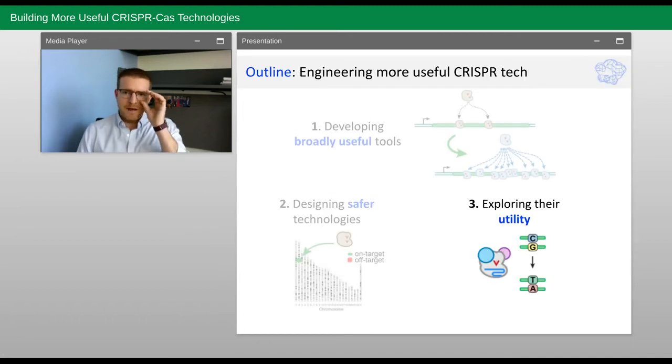Okay, all right, so I've got 10 or 15 minutes and I'll tell you about some of the really interesting and useful applications that we've been exploring with these enzymes that have an expanded targeting range.